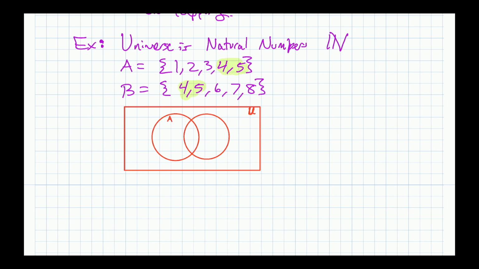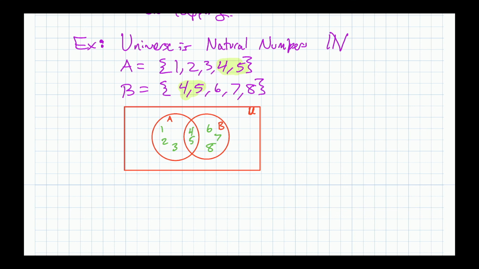You could label them. You could say, this is A and this is B. And then where are the elements? Well, you can even draw the elements in. A is supposed to have 1, 2, 3, and 4, 5. So you could put the 1, the 2, and the 3 there. You have to put the 4 and the 5 in the middle because 4 and 5 are in A and B, and that's everything in A. Now, B has 4, 5, 6, 7, and 8. We already wrote the 4 and the 5, so then 6, 7, and 8 are over here.